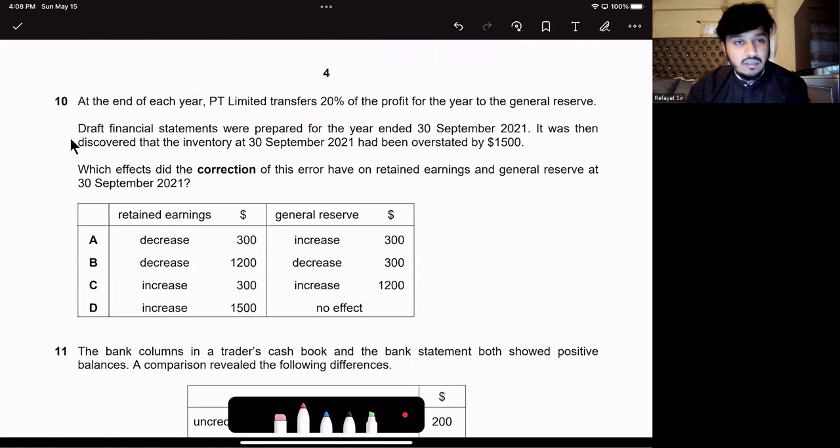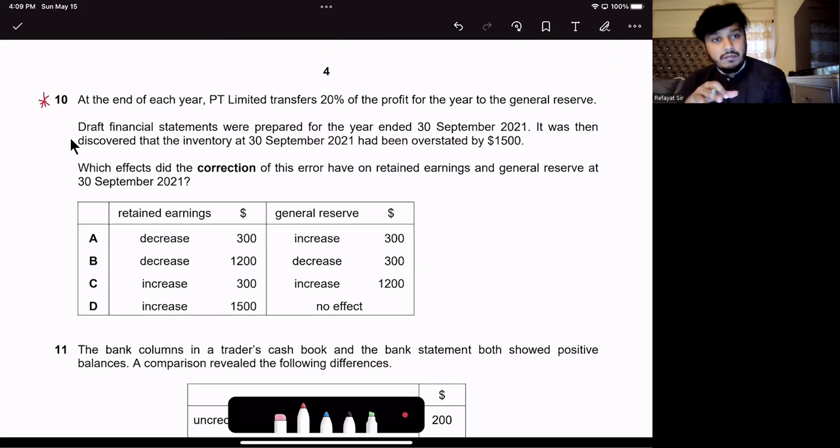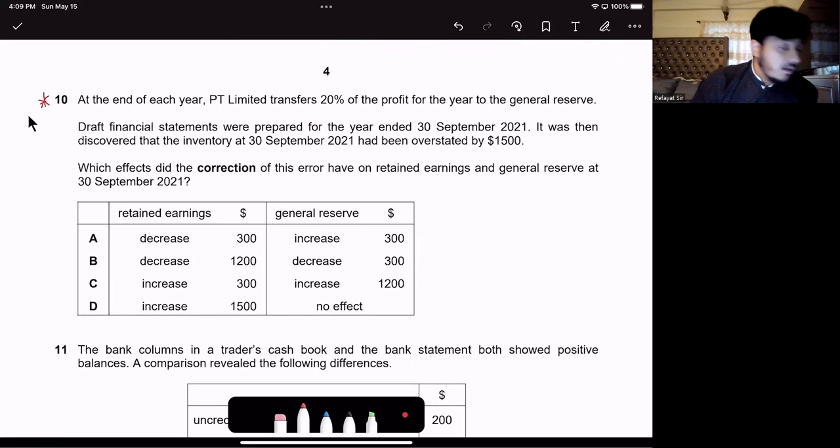Number 10, look into number 10. Number 10 is quite hard, by the way. So I would like to request you all to give a star mark to number 10. Make sure you all go through number 10 before the exam.